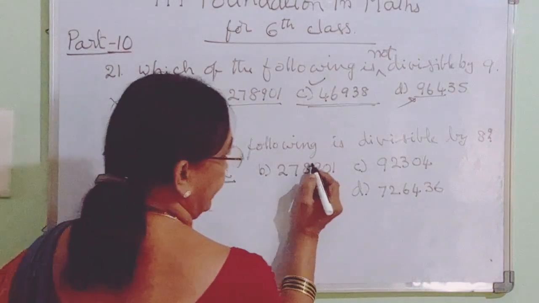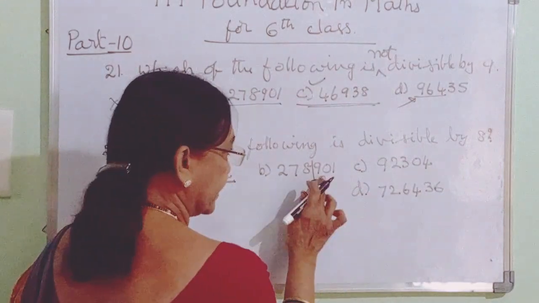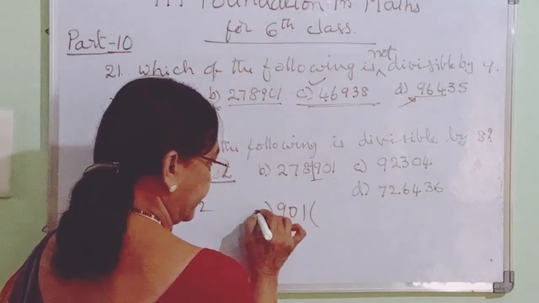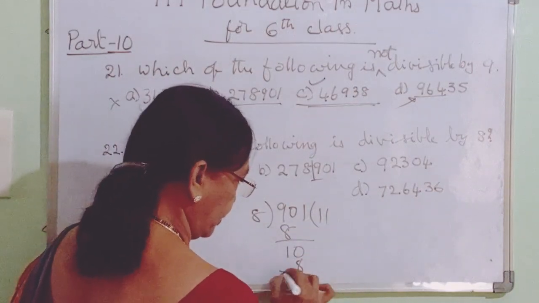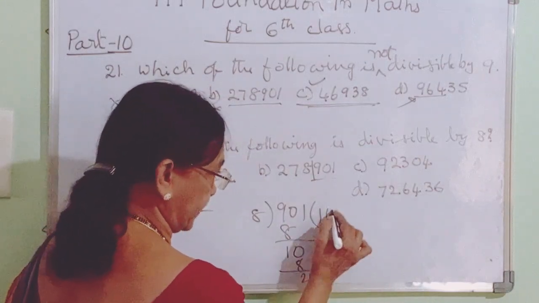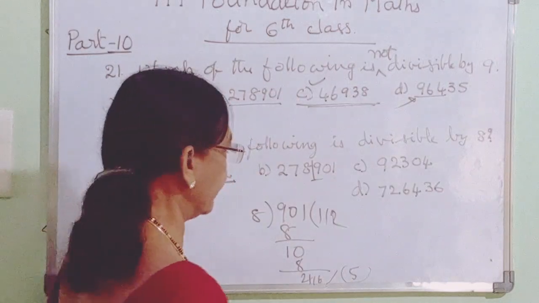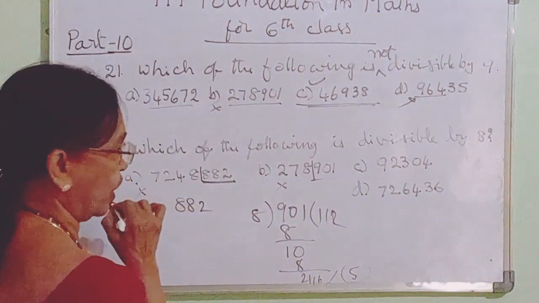By looking at this number, we can say that it is not divisible by 8. Next here, 901, the number formed by the last 3 digits. Is it divisible by 8? Let us see. 8 ones are 8, subtract, 1 0. 8 times 2 is 16, and a remainder of 4 remains. Therefore, it is not divisible. This is also not divisible.